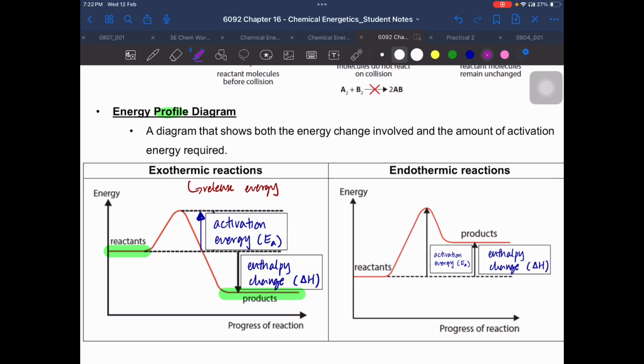But what makes this energy profile diagram different is that now there is this slope that goes upwards before it plunges down, and this is represented by what we call the activation energy.